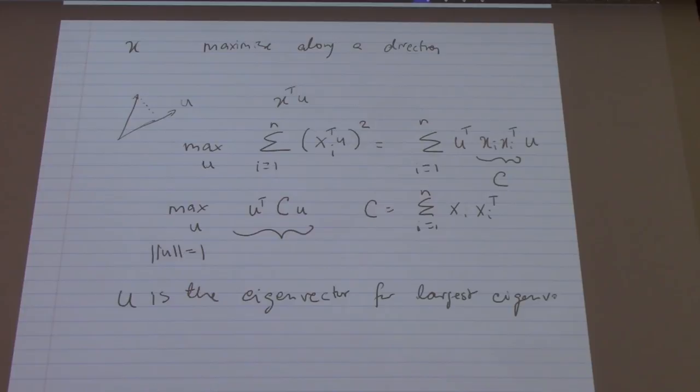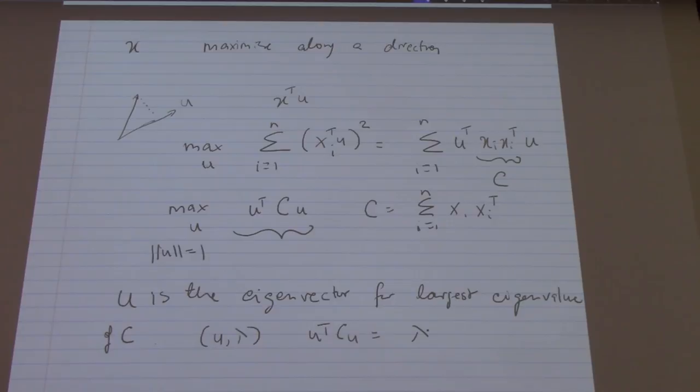Why? Because, as you know, if u is an eigenvector of C, then C times u is equal to lambda times u, where lambda is the associated eigenvalue. And so the value of this quantity for any eigenvector, so let's say the pair is (u, lambda), then u transpose C u is going to be what? It's going to be lambda, because u has norm 1. Because C u is lambda times u, and u transpose u is 1, you get lambda. So obviously the way to get this the largest possible is to choose the one that gives you the maximum lambda, which is the largest eigenvalue.